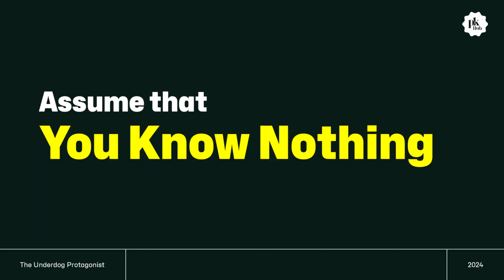Assume that you know nothing and everything is new to you. So, even about colors, you say green, but what kind of green are you talking about? We need to be clear. There are thousands of types of green in the world. What type of green are you talking about?